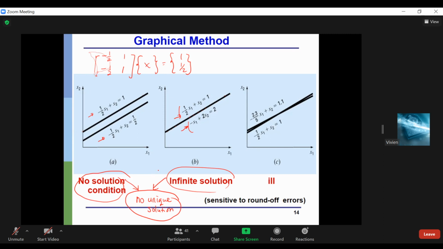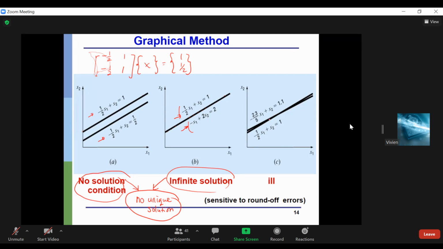So in this case, there will be no solution for the system that we get. Now the third one here, we have equations which look like this. This is the first line, the plot of the first equation, minus 2.3 over 5 x1 plus x2 equals 1.1. And we have the second equation here, the second line. This is minus half x1 plus x2 equals 1.